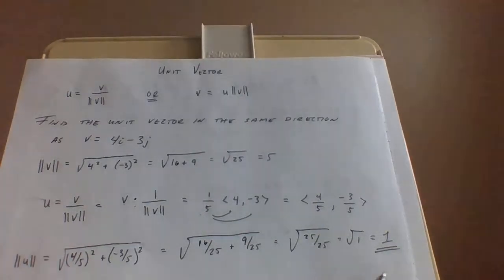So our final answer for this unit vector, obviously, has a length of 1. If we plot our unit vector and our original vector on the same graph, they would be going in the exact same direction. The only difference is this unit vector is only going to have a length of 1.